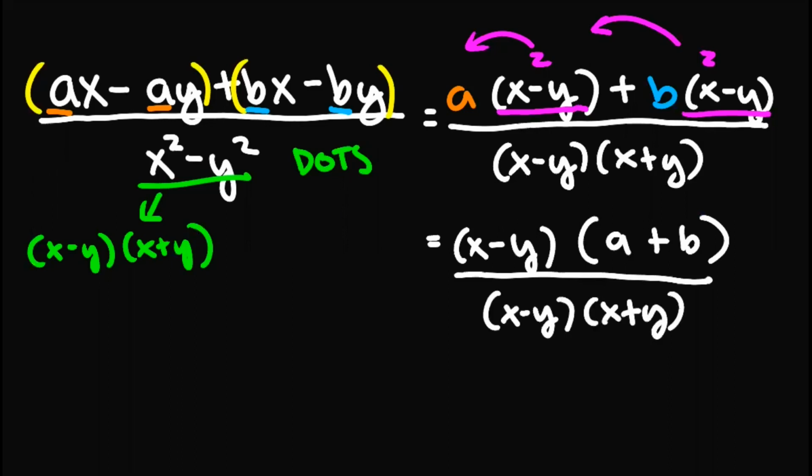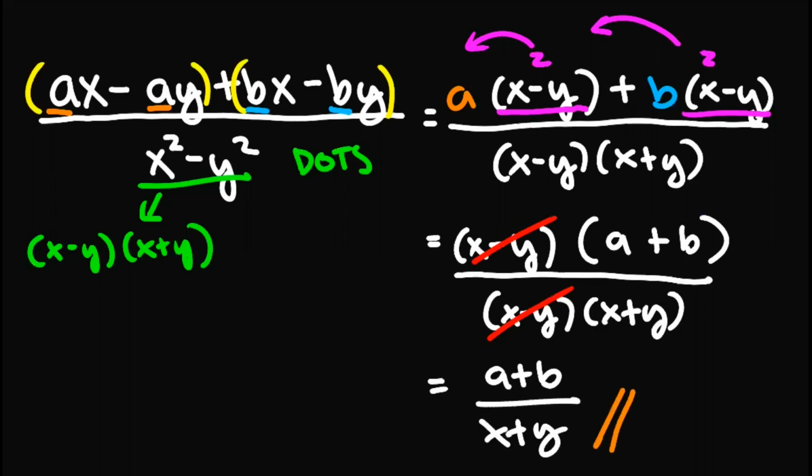From here, we can cancel out the x minus y in the numerator and in the denominator, leaving us with a plus b all over x plus y. And this one out here now is the final answer. So we applied the concept of factoring by grouping in this example.